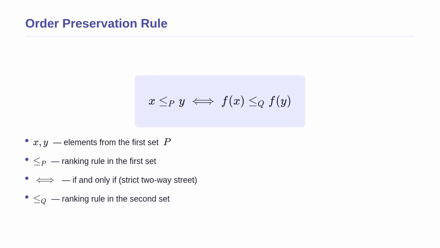Now that we have our bridge, we must ensure it preserves the structure. This equation is the heart of an order isomorphism. Here, x and y are any two elements chosen from the first set. The symbol less than or equal to sub P represents the specific ranking rule used in the first set. The double-headed arrow means if and only if, guaranteeing that the left side and right side always happen together. On the right side, f of x and f of y are the matched counterparts in the second set, and less than or equal to sub Q is the ranking rule there. If x moves up in rank, its counterpart must also move up.